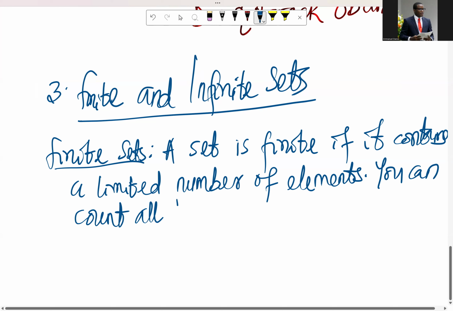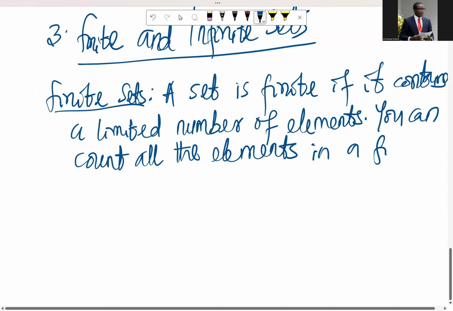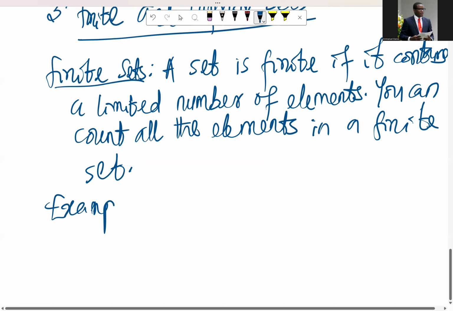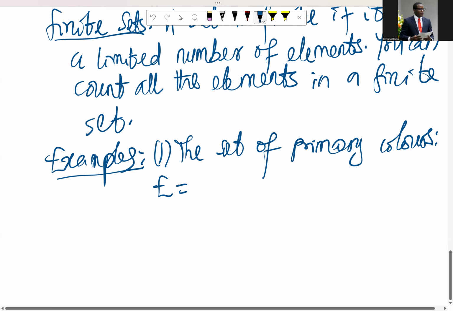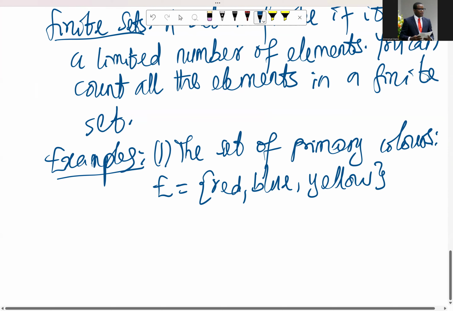You can count all the elements in a finite set. For example, you have the set of primary colors. The set of primary colors is a finite set, actually. For instance, we know there are just three primary colors: red, blue, and yellow. No more, no less. So if the cardinality of a set is known, then it is a finite set. This has three elements, so it is finite.